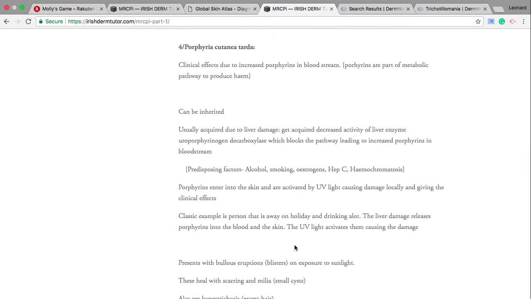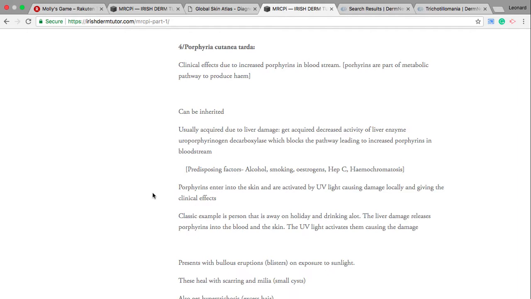So now moving on to porphyria cutanea tarda, and this is another blistering disorder, and the clinical effects are due to increased porphyrins in the bloodstream. And as we know, porphyrins are part of the metabolic pathway to produce heme. And porphyria cutanea tarda can be inherited, but it's usually acquired due to liver damage.